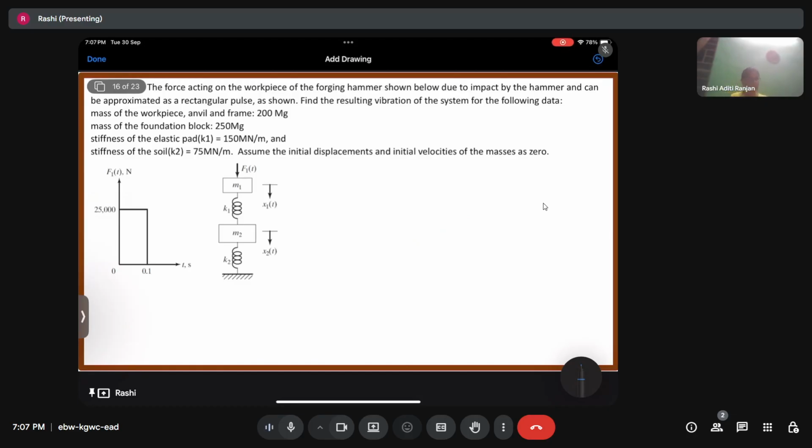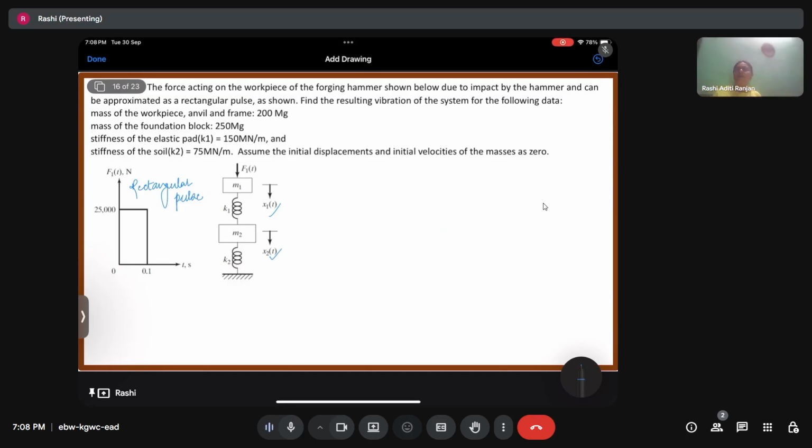So, what do we have? We have the force acting on the workpiece of the forging hammer shown below due to impact by the hammer, and it can be approximated as a rectangular pulse as shown. Yeah, this is the rectangular pulse. We have a 2 degree of freedom system, something like this, and the force is acting only on mass m1. m2 is getting no force.